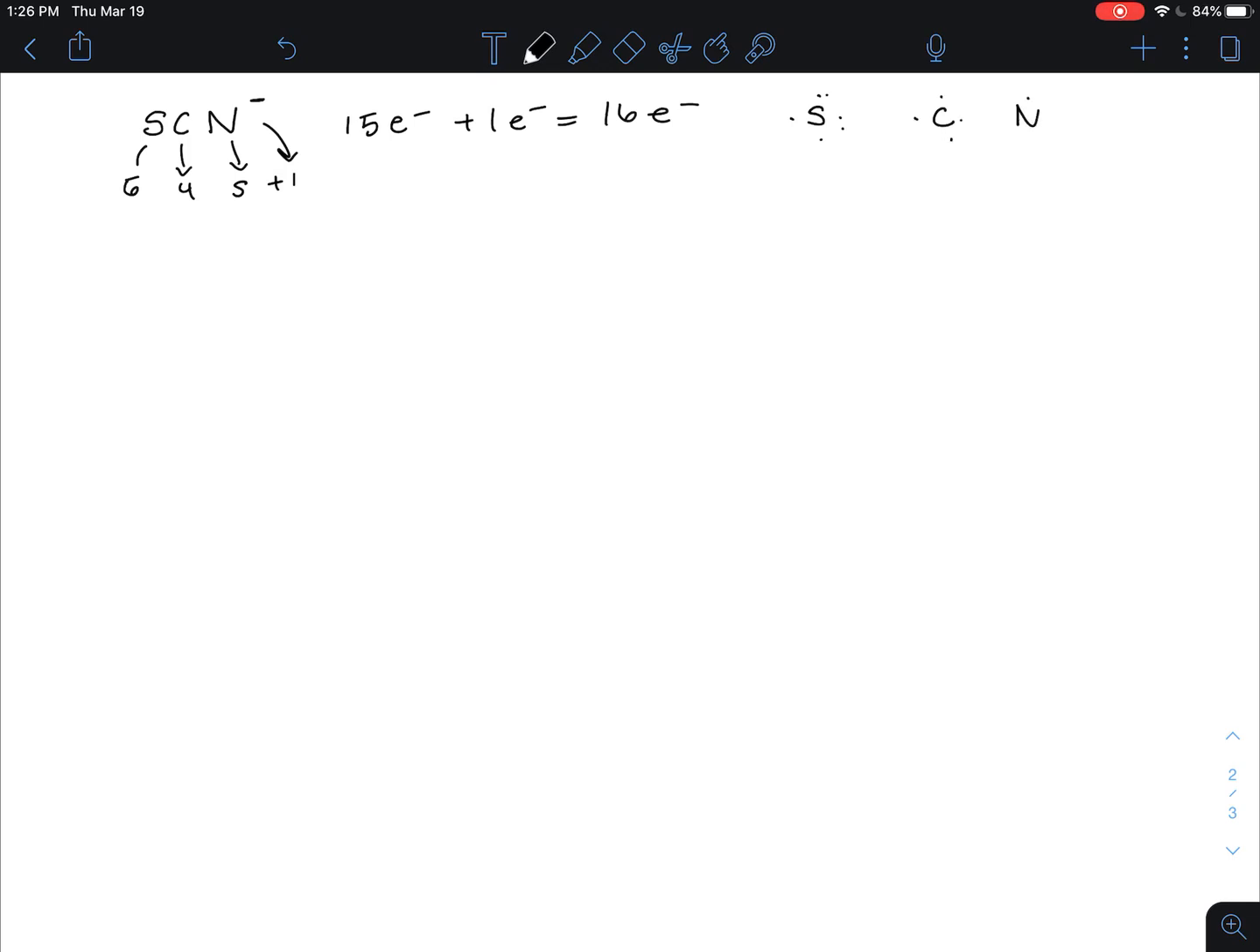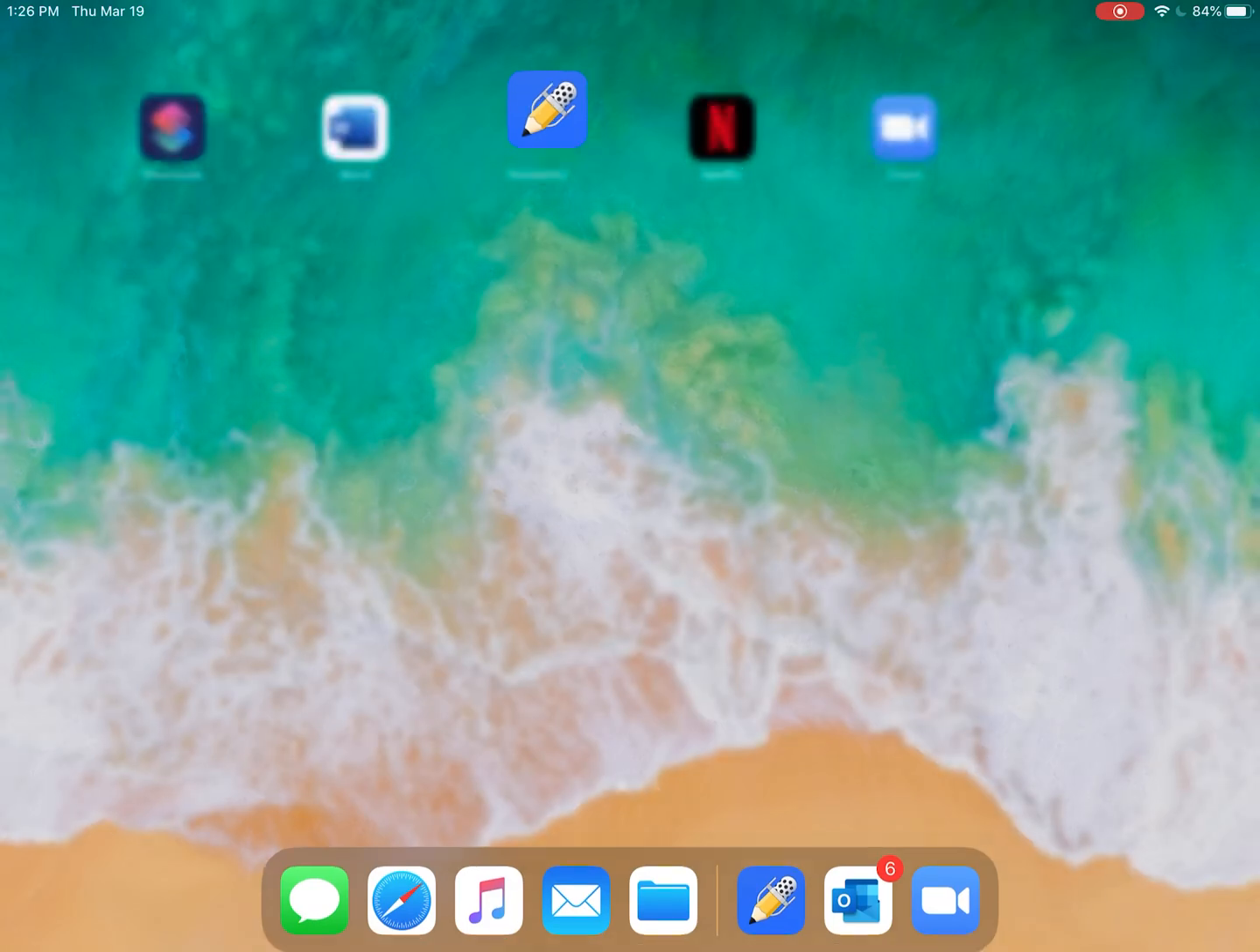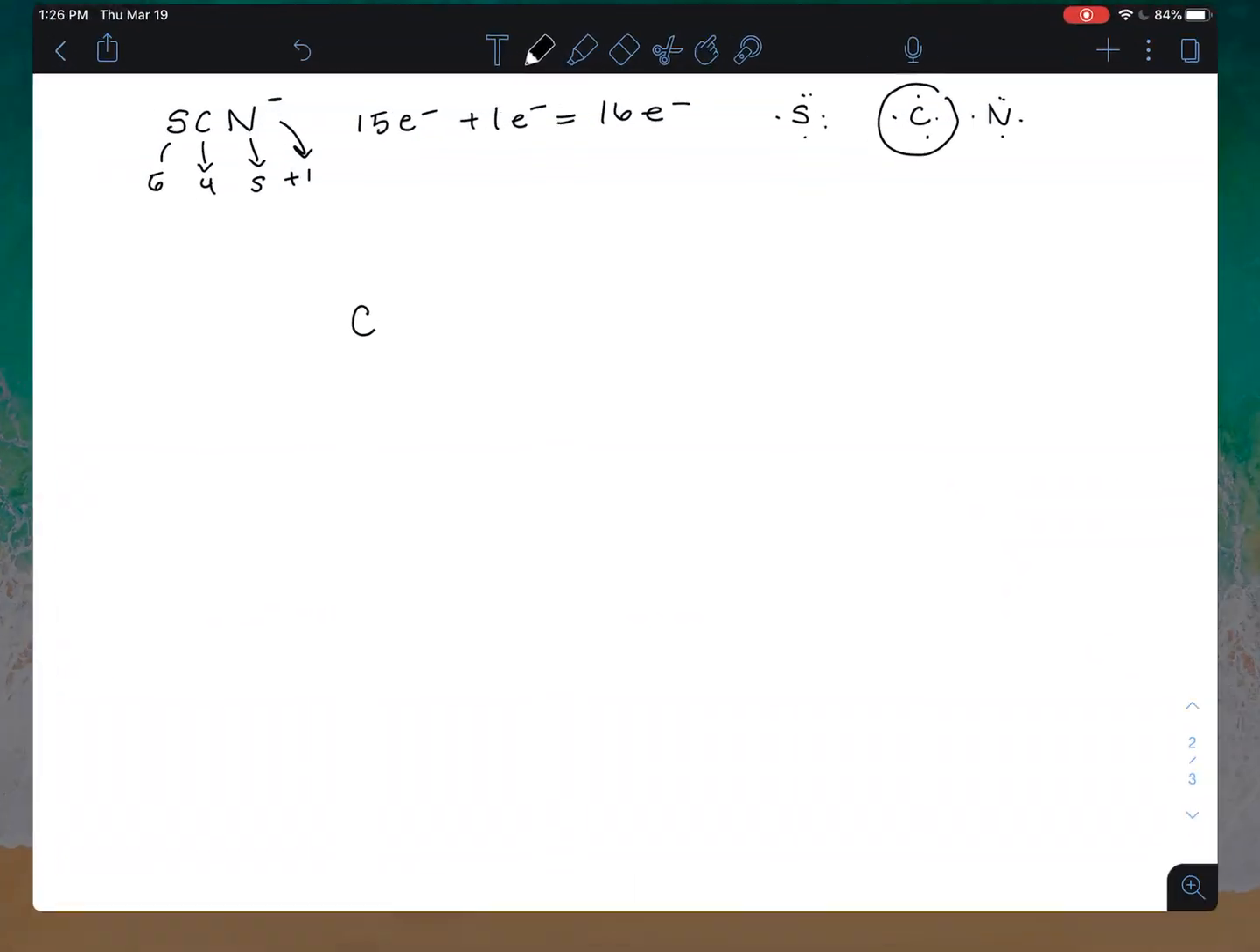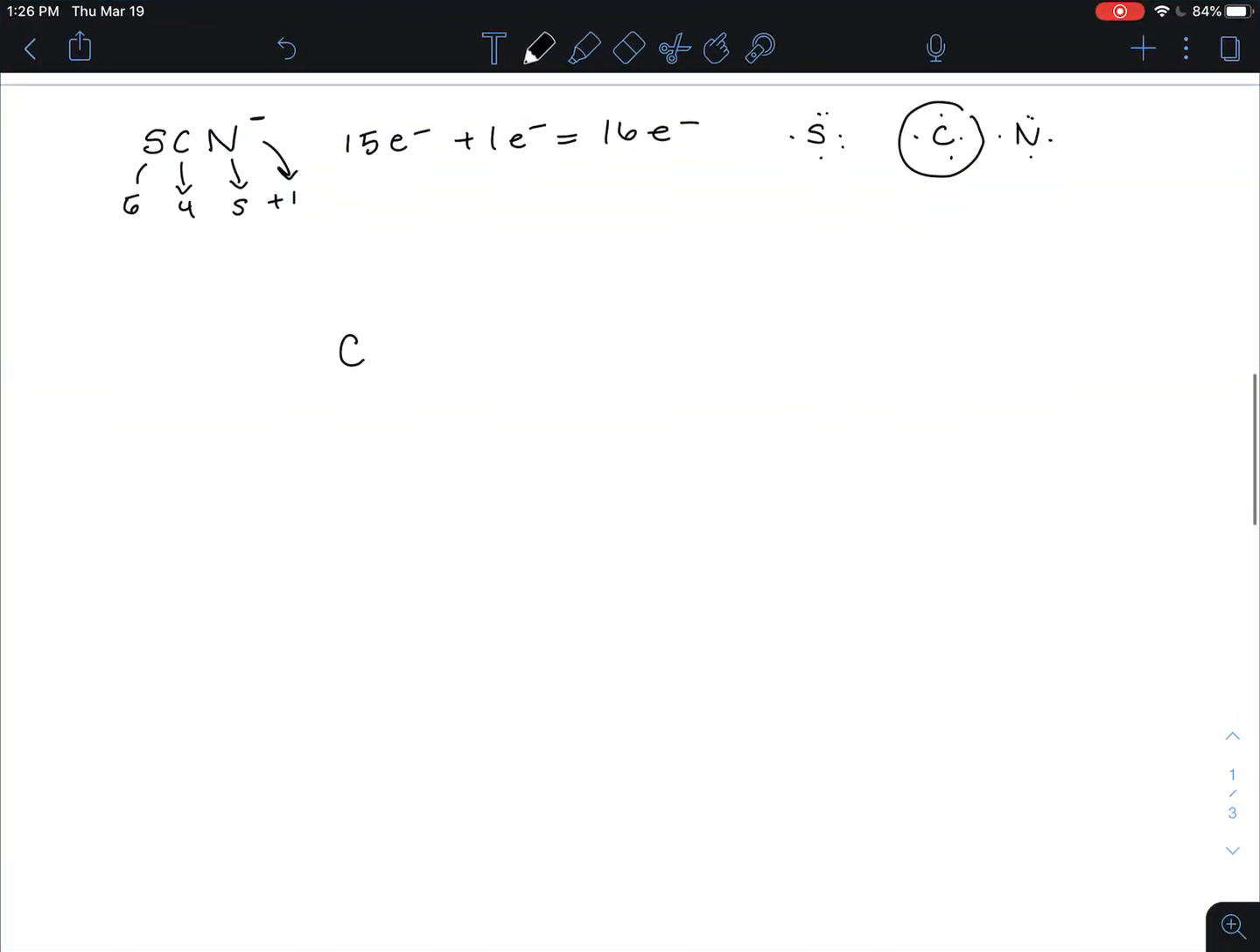Which one will go in the middle? Sulfur has 6 valence electrons. It's in group 6. Carbon is in group 4. And nitrogen is in group 5. So, do you see how carbon can make the most bonds? Well, that means carbon's going to go in the middle. So I take my carbon in the middle, and therefore sulfur and nitrogen will go around.